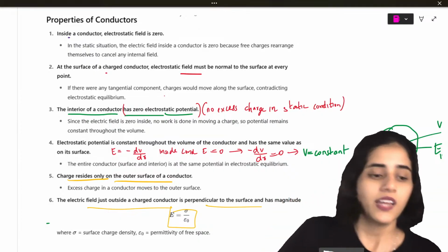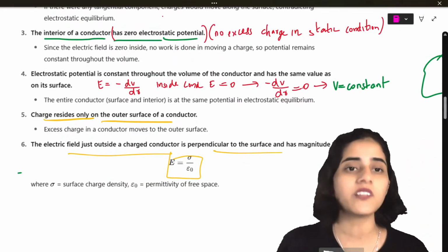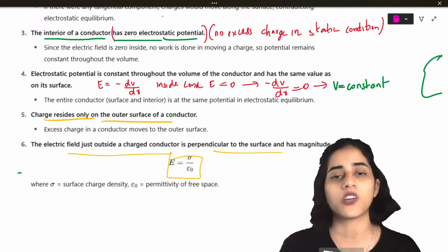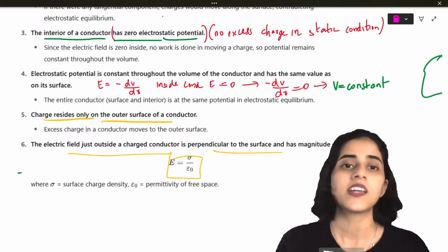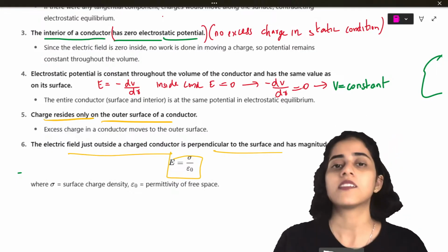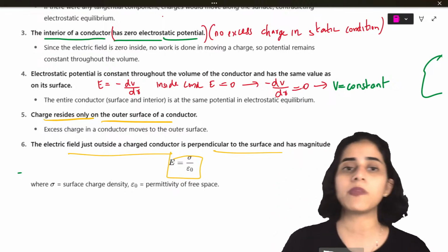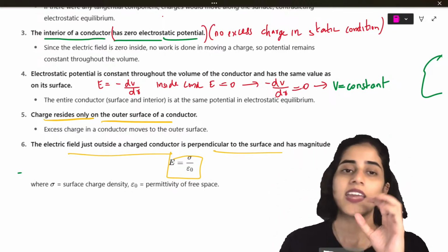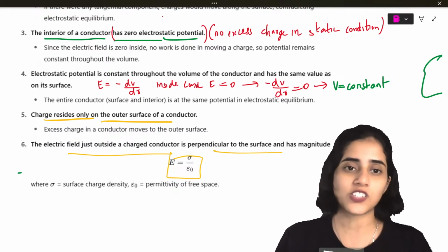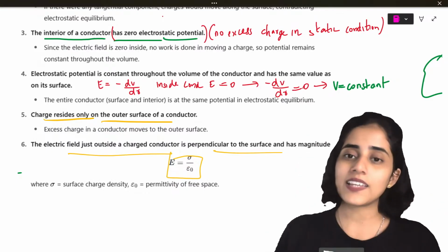All right. And what else? Electrostatic potential is constant throughout the volume of the conductor and has the same value on its surface. How did we prove that? We just used the formula E is equal to minus dV by dr. This formula I've explained in the last class. So what happens? We know that E is 0 inside a conductor. So if E is 0, then dV by dr should be 0.